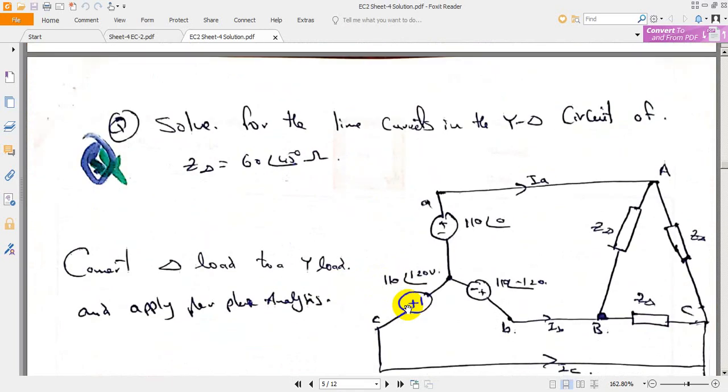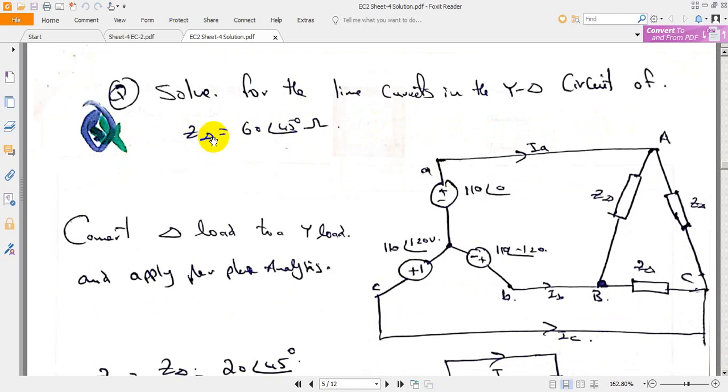Coming to the next part, solve for the line currents in the Y delta circuit. In Y delta circuit, Z delta is equal to 60 at an angle of 45 degrees. This is question number 5. Z delta is 60 at an angle of 45 degrees. This is the delta circuit where dissimilar ends are connected to each other. If this is the starting end, then the leaving end is connected to the other end. It will be in the cyclic form.